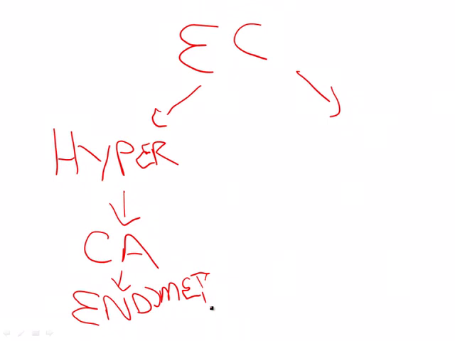And again, that's one pathway. Pathologic hyperplasia due to unopposed estrogen, which eventually results in carcinoma, the classic histology of which is the endometrioid histology. Now the other pathway is called a sporadic pathway.